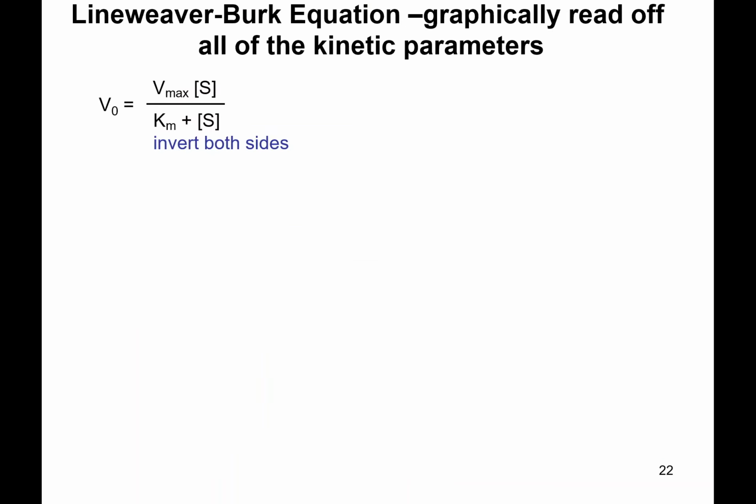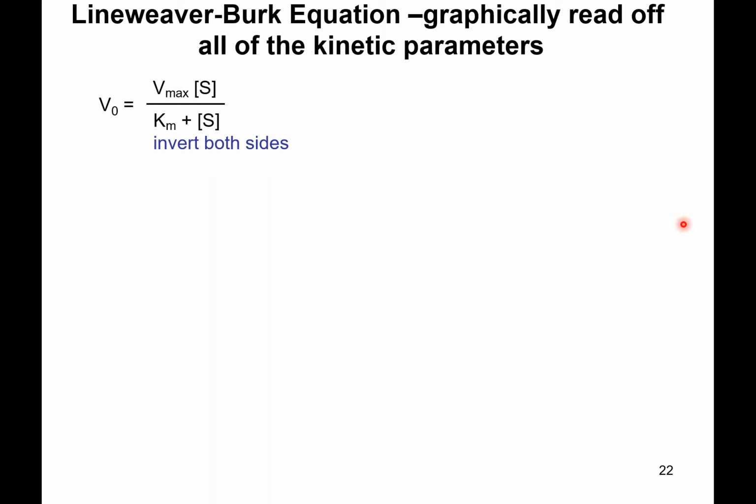Right. We can rearrange the Michaelis-Menten equation, and this is where we get what's known as the Lineweaver-Burk equation. You do this to get a linear line that you can apply the sort of y equals mx plus b to, and be able to read off from the plot important parameters. Okay.